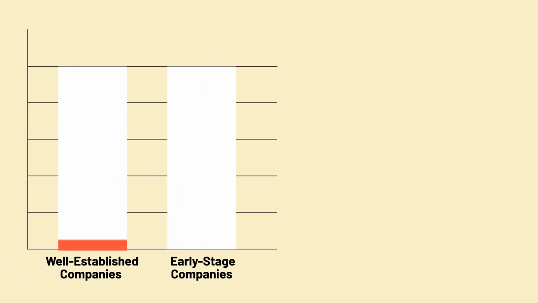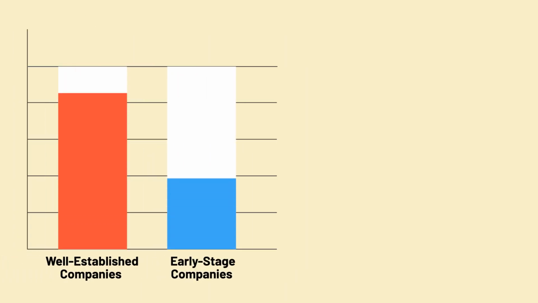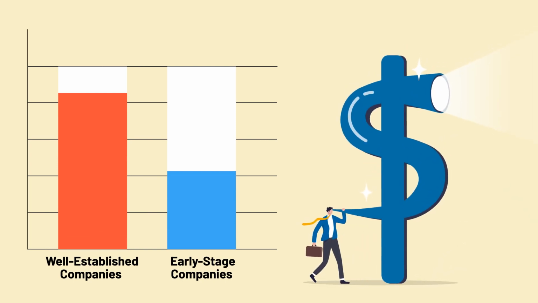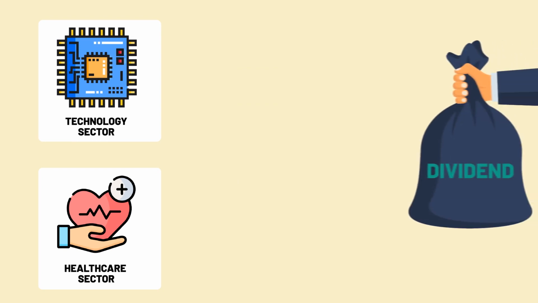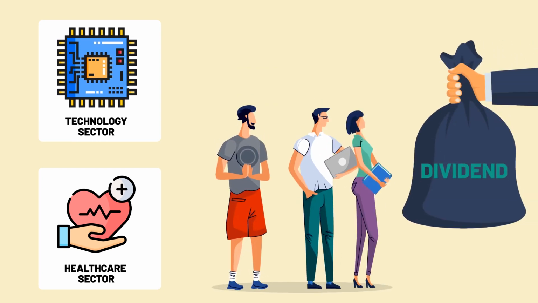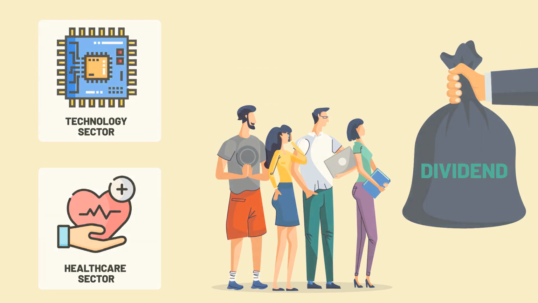Generally, well-established companies will pay higher dividends than early-stage companies. Mature companies tend to have more stable, predictable earnings and fewer investment opportunities than growth-oriented startups, a trend which we've often seen in the technology and healthcare sectors. As a result, established companies usually return more cash to their stockholders in the form of dividends.